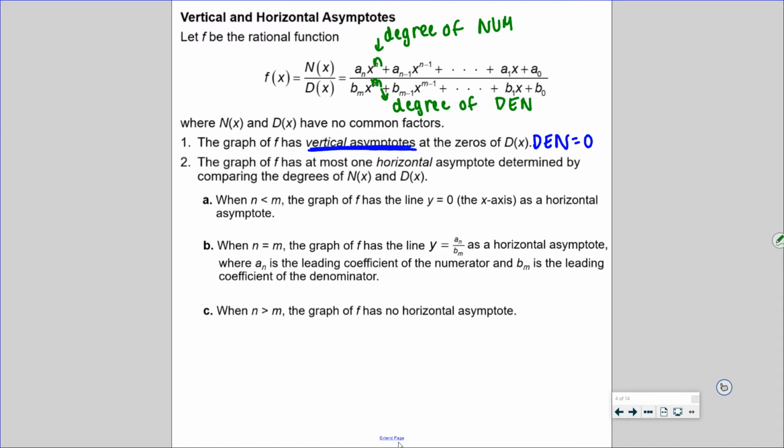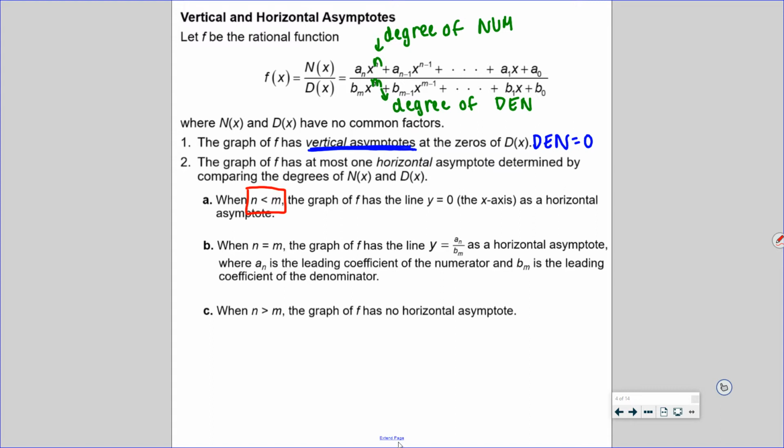Here's the relationship. This is so cool how this works out to me. If the degree in your numerator is less than the degree in your denominator, the graph is always going to have a horizontal asymptote at y equals 0, or the x-axis. Okay, so if this is true, degree in your numerator is less than degree in your denominator, we'll have a horizontal asymptote at y equals 0.